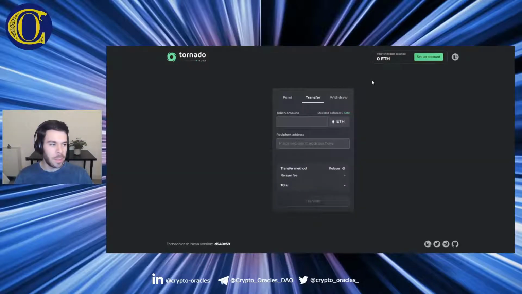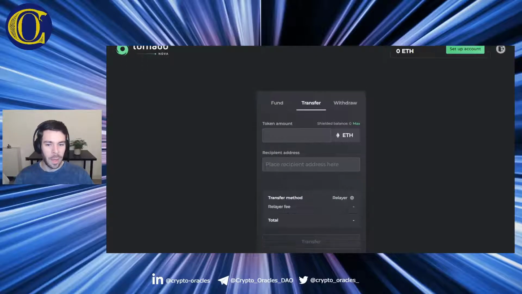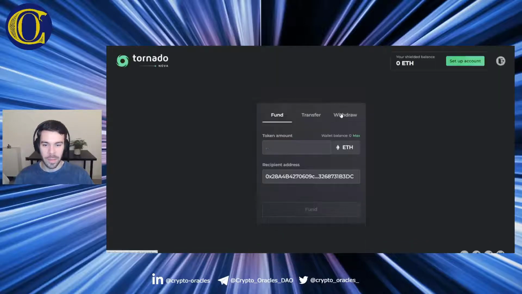So let's take a look at the UI together. This is actually really simple. If I make it a little bigger for you, this is all you really have to do. You fund and withdraw, and when you fund, you just say how much ETH you want to fund, and the recipient address is the pool address. Then you fund, and they will give you a note that acts as a secret key that you can then share with the counterpart you want to send the money to.